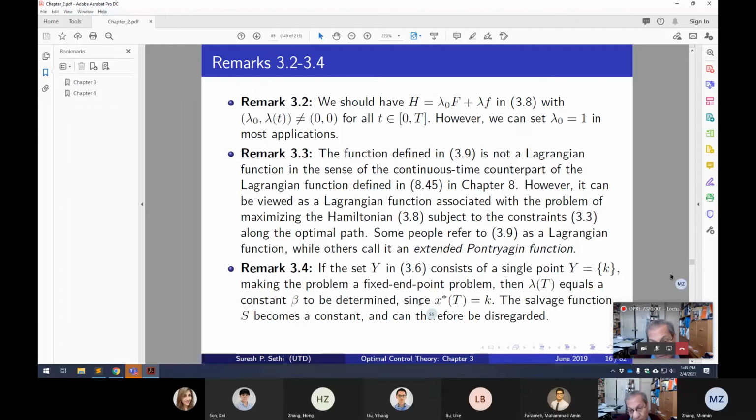So I have a two-point boundary value problem where I'm given x0 and I'm given xt. But now I'm not given lambda t. So how would I solve this problem in Excel? I will solve this problem in Excel by starting with x0 and starting with lambda 0, and I run the program all the way. And then instead of saying goal seek so that lambda t is 0, I would say goal seek so that xt equals 0.